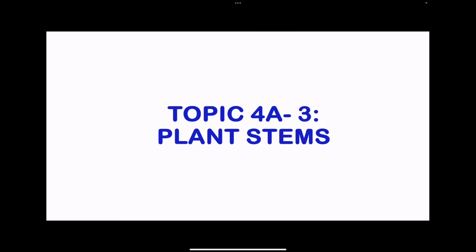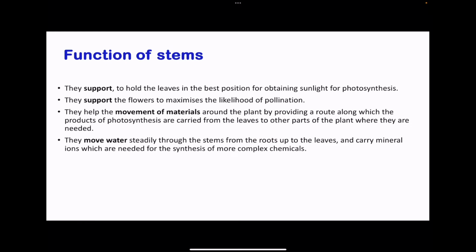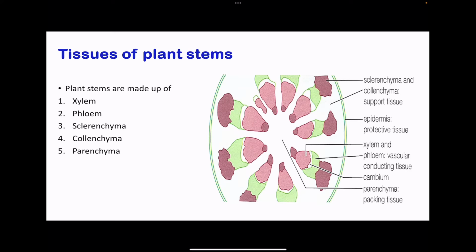Moving on to topic 4A3, plant stems. Plant stems function by giving the plant support to hold the leaves in the best position for photosynthesis to occur. They also support flowers to maximize the likelihood of pollination. They also allow for movement of substances around the plant, meaning they provide a route through which the products of photosynthesis are carried up and down a plant. And then they allow for movement of water and dissolved ions from the roots towards the leaves.